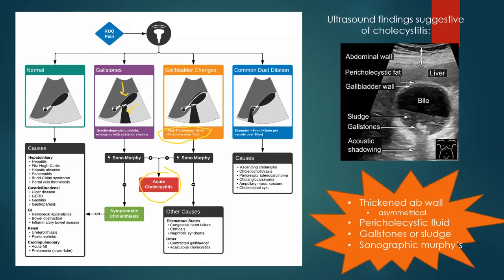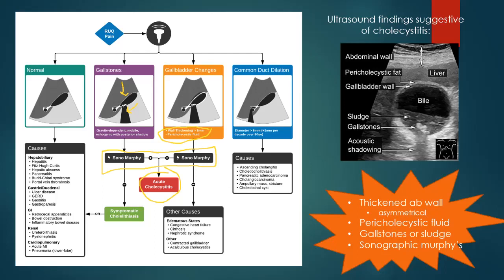Now, remember that these take a couple of days to happen. Building up that inflammation in order to thicken that gallbladder wall and get enough fluid that we can see it can take a few days. So if we're catching this rather early, remember to look for our sonographic Murphy's sign. That's the pain with pushing on the right upper quadrant. That can lead us to the correct diagnosis of acute cholecystitis.